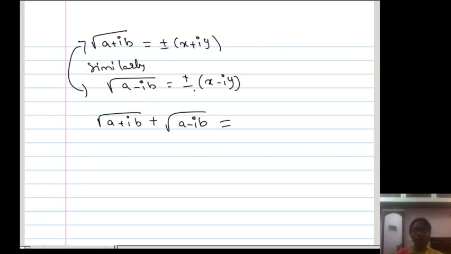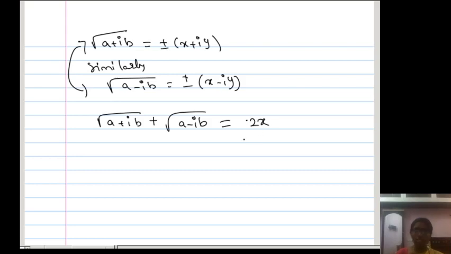Plus x plus iy plus x minus iy. Plus iy and minus iy cancel, getting 2x. If you take opposite signs, the x terms cancel and the y terms are left. For example, if the signs are the same, you are getting x plus iy plus x minus iy, which is 2x.